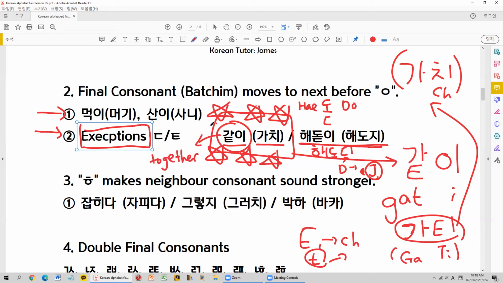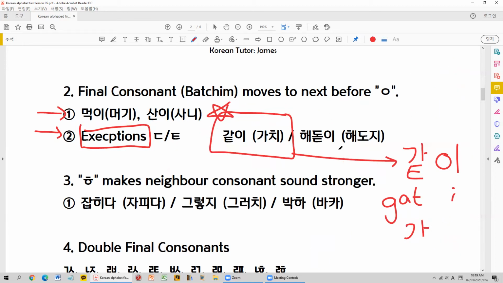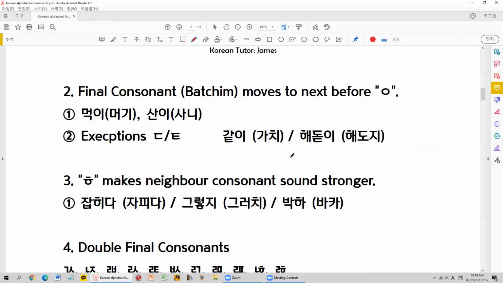So this is very useful. A lot of times you can see this word. Also, this is 해돋이, which means sunrise. So this is an exception, so please remember this. 같이, 해돋이. Okay, this is a little bit complicated, but just summarize this and memorize this, okay?